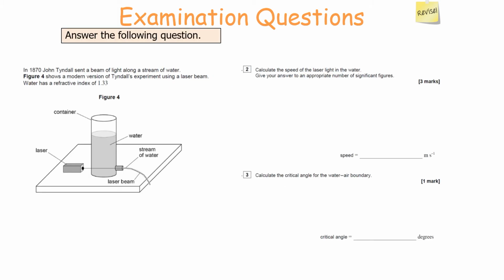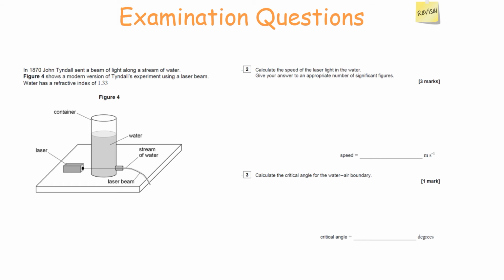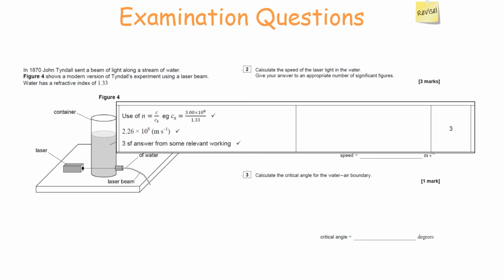From the information given, calculate the speed of laser light in the water and calculate the critical angle for the water to air boundary. So pause the video now, then unpause the video when you want to go through your answers. Right, for this first one, we've got to use the equation refractive index is equal to the speed of light over the speed in that particular material. Now we know that for water the refractive index is 1.33. We know that the speed of light in a vacuum is 3 times 10 to the 8, and so therefore we can work out the speed in the water by doing 3 times 10 to the 8 over 1.33.